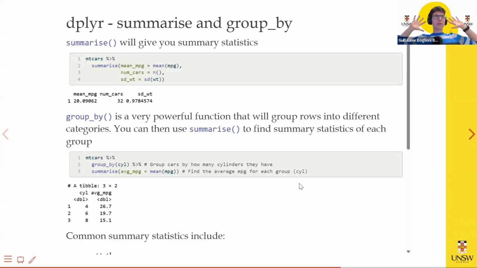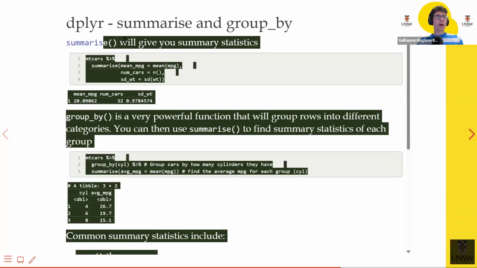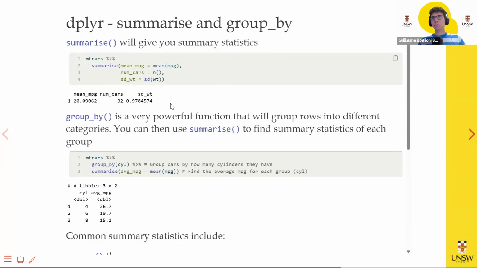Okay, so now we get to the exciting functions, summarize and group by. So let's start with summarize. Summarize gives you a summary statistic. So for example, I get my mtcars and then I will summarize in the following fashion. Now careful, I'm naming the summary statistics I want to grab, but those are not keywords. I can name them whatever I want.